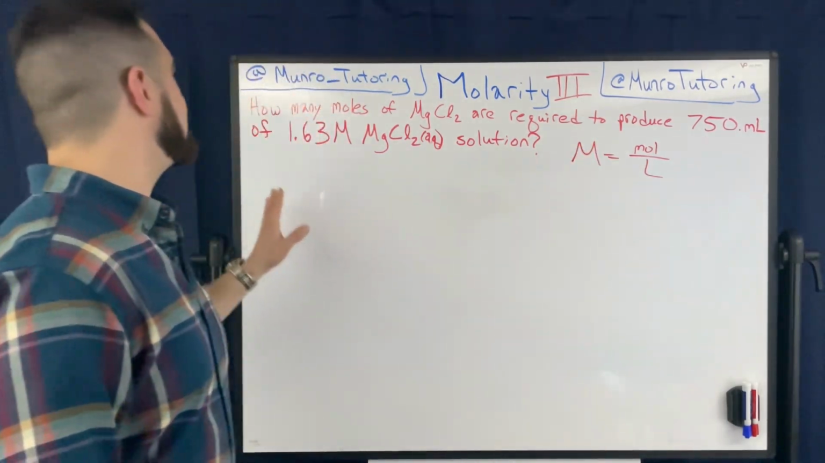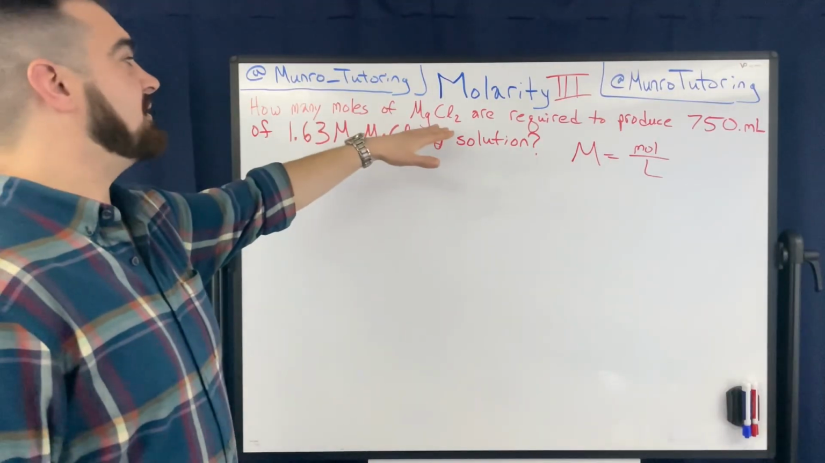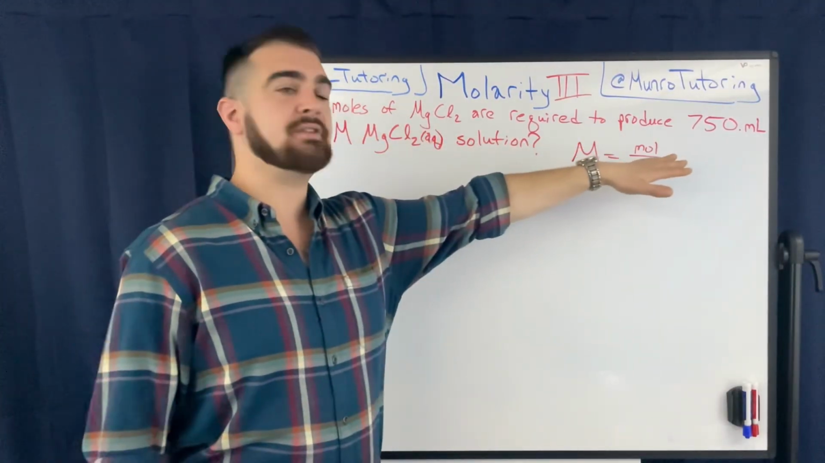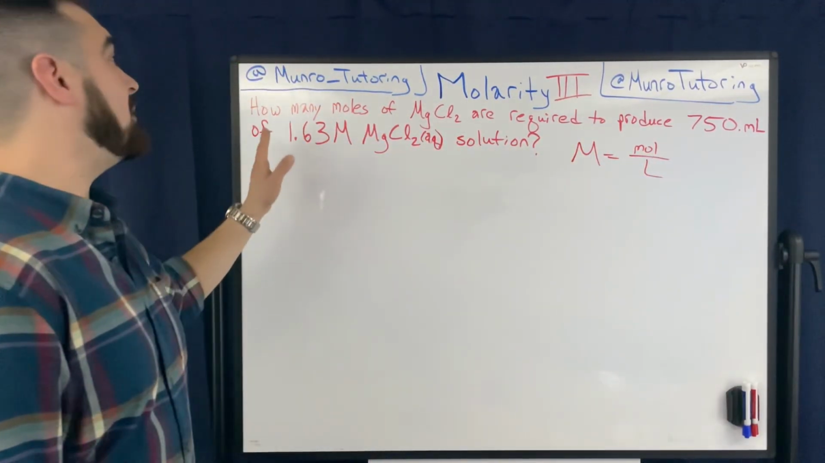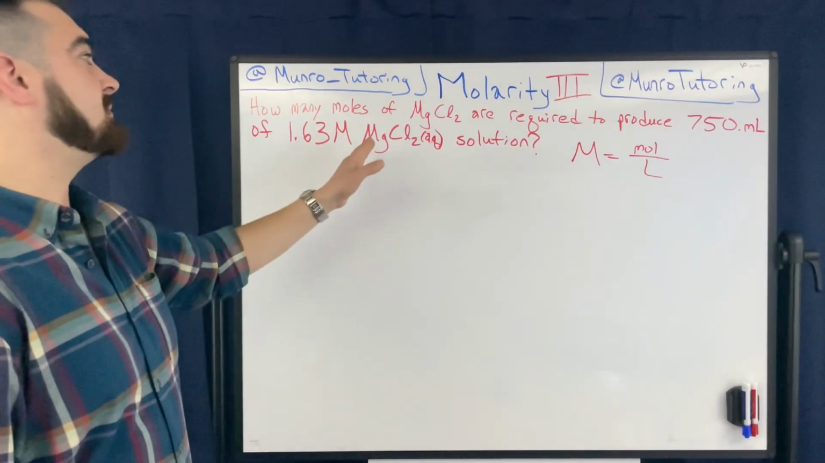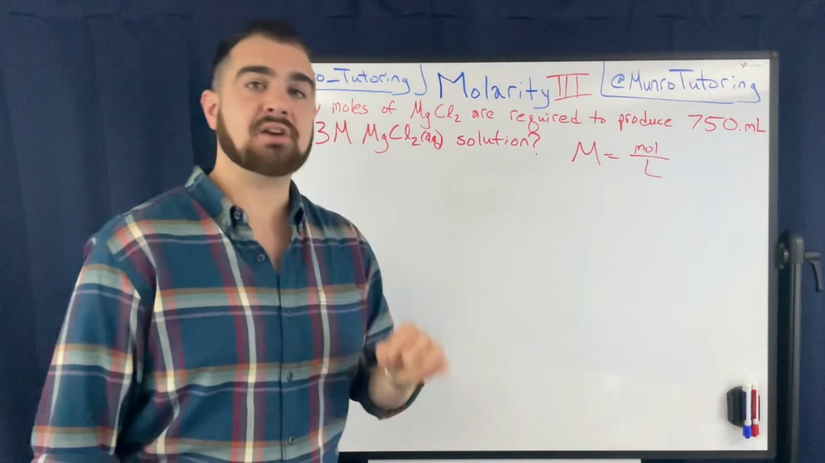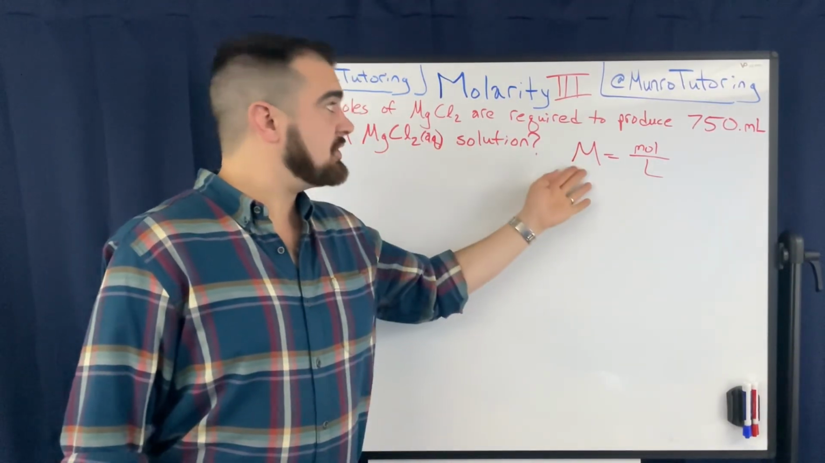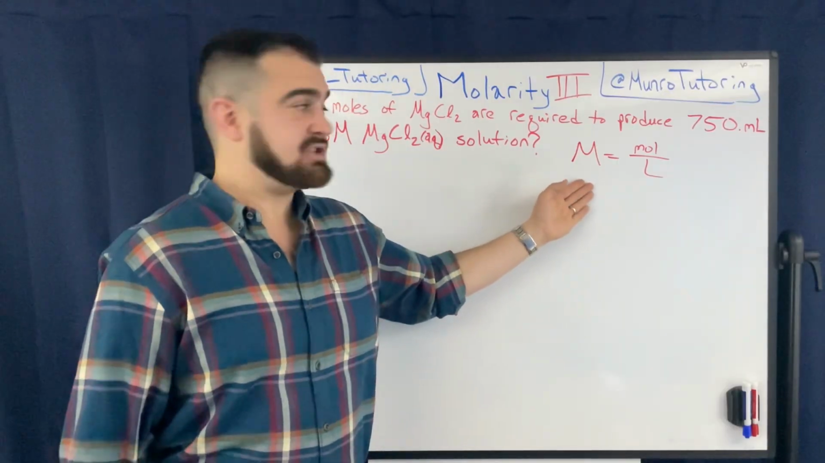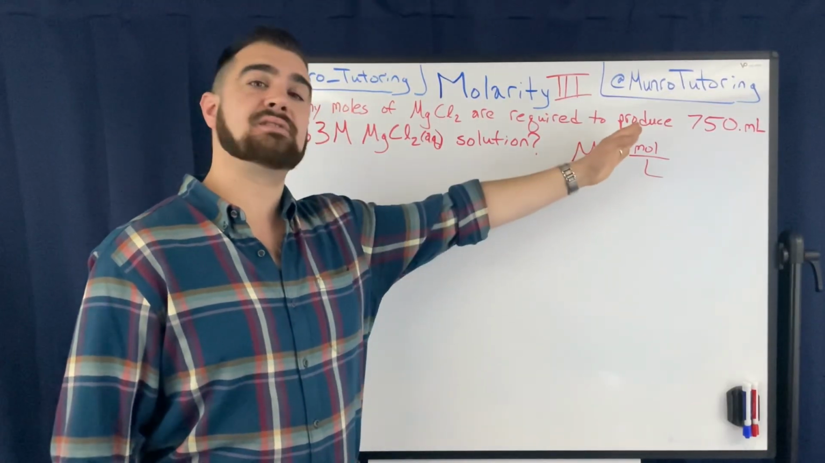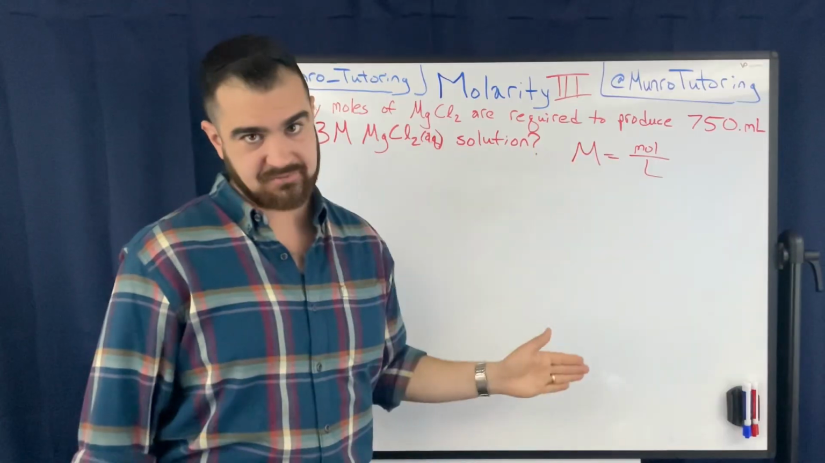So let's read the question. How many moles of magnesium chloride are required to produce 750 milliliters of a 1.63 molar magnesium chloride solution? So we do have to know the definition of molarity, which is that molarity is equal to the moles of solute over the liters of solution.